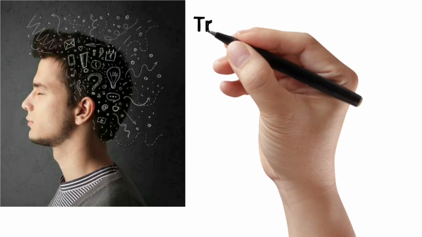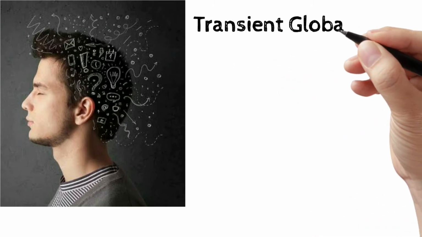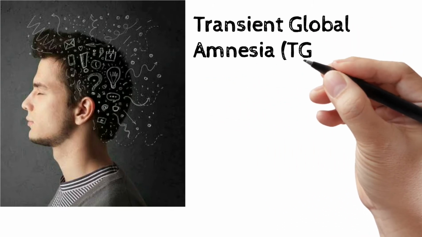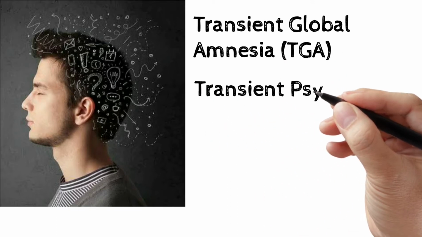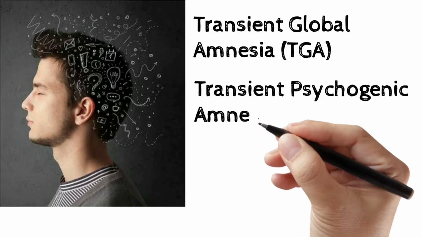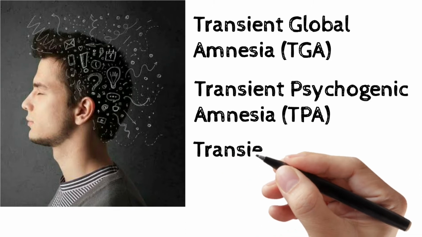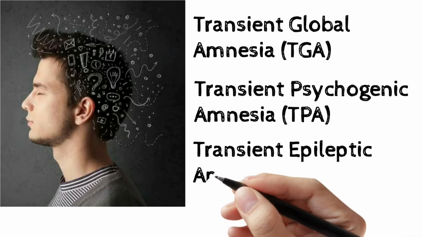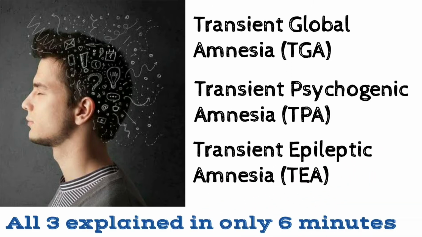Today we're going to talk about transient global amnesia, TGA, transient psychogenic amnesia, TPA, and transient epileptic amnesia, TEA. All three will be explained in only 6 minutes.